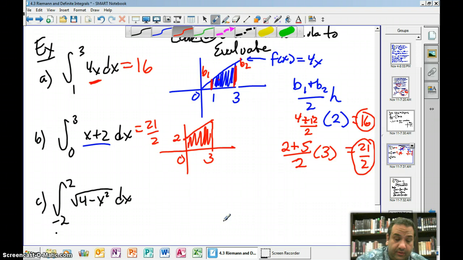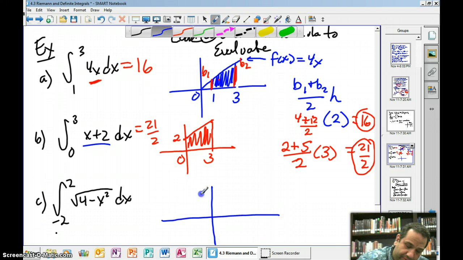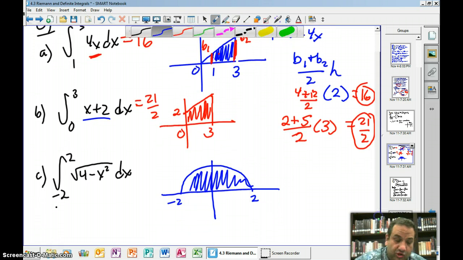All right, now look at this one. This figure is going to look like a semicircle. It's going to go from -2 to 2. All right, and it's that semicircle right here. Because it's the square root. The plus square root's on top, minus the square root's on the bottom.